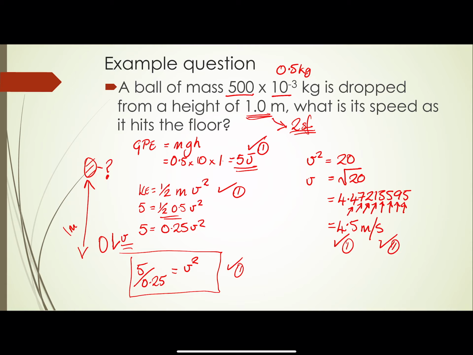So we've got 1, 2, 3, 4, 5. 5 marks. Okay, so that's out of 5 then. Oh no, 1 here for the substitution as well. So that's out of 6. So well done if you got all 6 marks out of 6. And that's the end of the presentation.